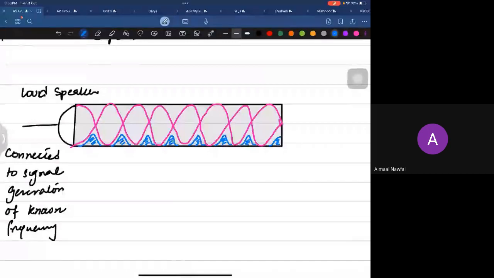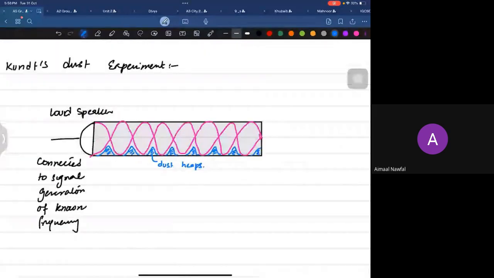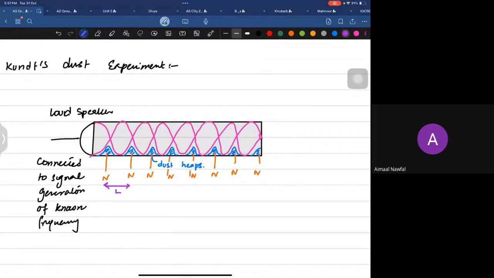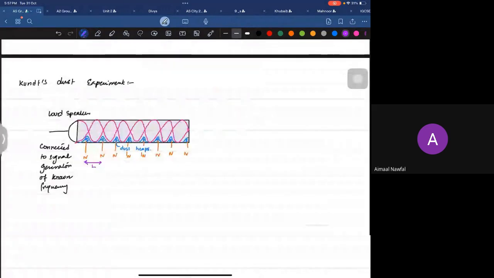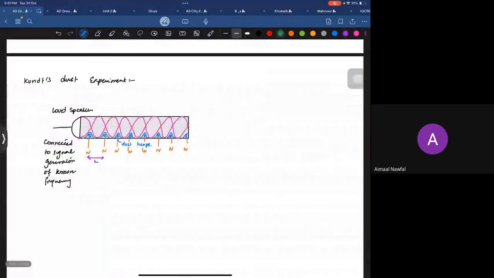And then it is very simple. Wherever the dust heaps are, we already know that these are the nodes, because otherwise dust heaps cannot form, right? Now we know the location of the nodes. So what you do is you can simply find the length between adjacent nodes, and then use this length to find the wavelength. So it's pretty simple. Now let's write it down.